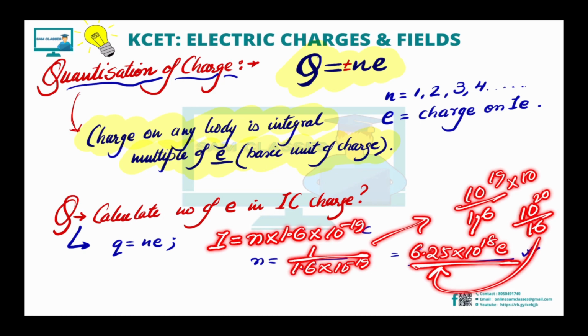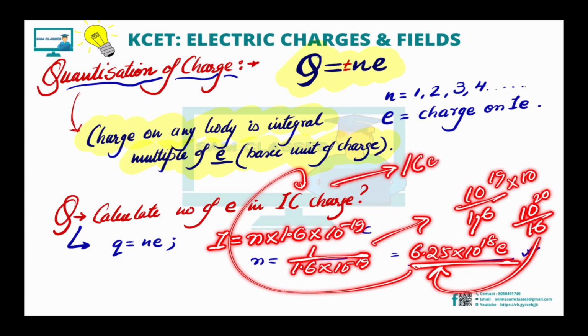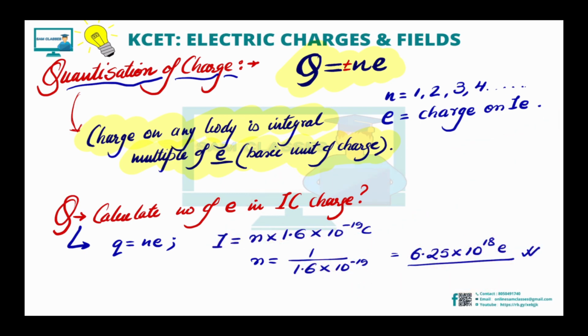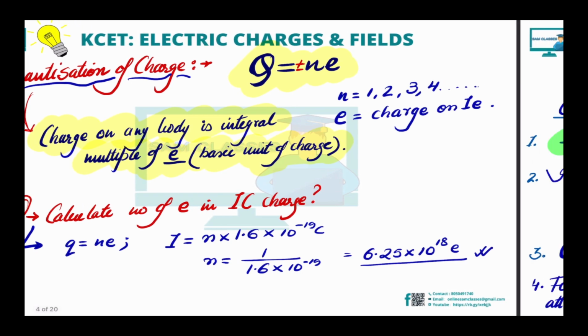So what does it say, students? That a charge of 1 coulomb contains 6.25 × 10^18 electrons. Correct? So what they're trying to say is that 1 coulomb of charge contains this many electrons.